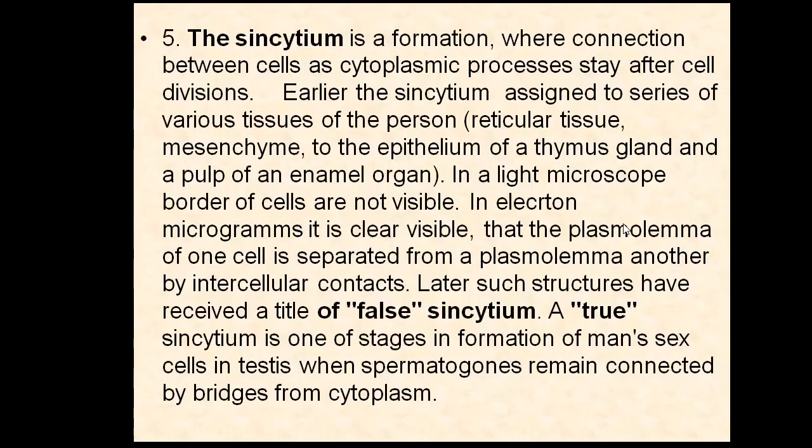The second type is syncytium. Syncytium, you can see this word, appears as a formation of many cells which have contact with one another. Cells divide incompletely, but don't fully separate from one another. And the good example of the syncytium is mesenchyme. You have studied it in the lesson of the human embryology. Also, epithelial cells of the stroma of the thymus gland and pulp of the enamel organ.